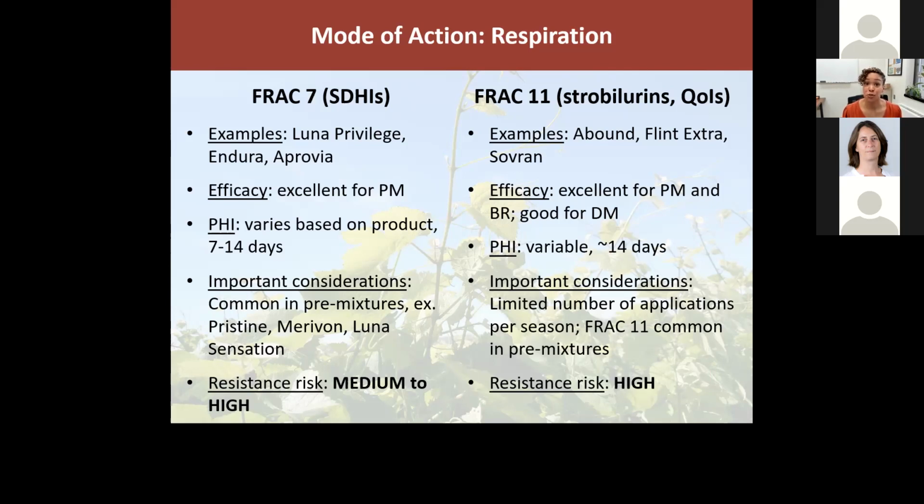But as you probably are aware, we use it quite a bit, and we tend to find it in a lot of different premixtures. So again, you are limited in the number of applications you can make with this FRAC group due to that really high risk of resistance. So keep an eye out when you're using those premixtures or your own mixtures, how much FRAC 11 you're actually using.